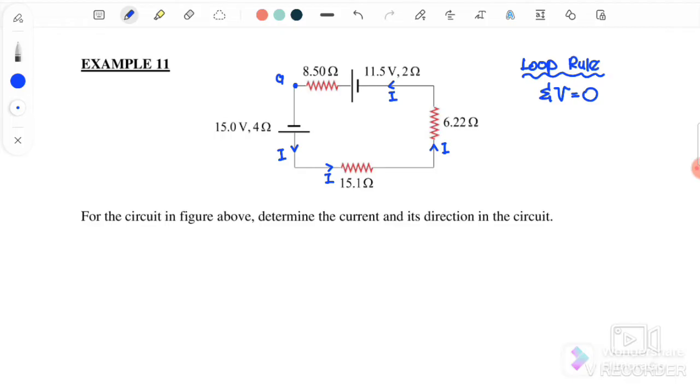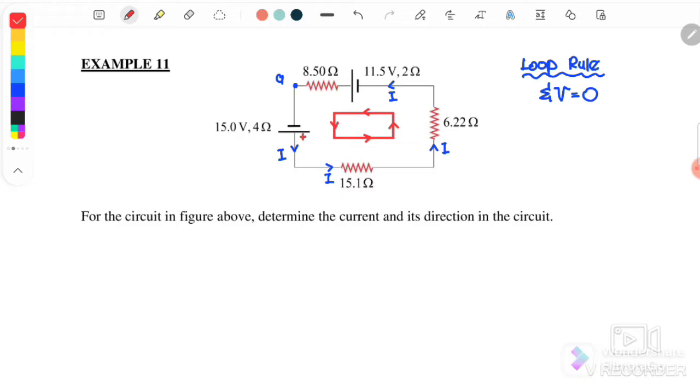Before you determine the value of the EMF and the current, we must draw a loop first. The important thing is that you must draw a loop, and the direction of the loop you can determine by yourself. Usually the direction of the loop follows the direction of the battery, coming out from the positive terminal. For this case, I prefer the direction of the loop to also be anti-clockwise. Now we start.